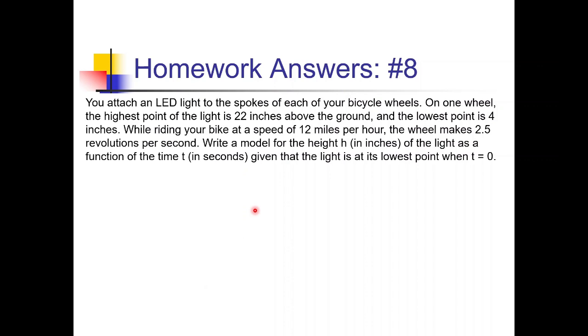On this problem, we attach an LED light to the spokes of each of our bicycle wheels. That's a good, safe practice to get into. And then on one wheel, the highest point of the light is 22 inches above the ground. The lowest point is 4 inches. While riding your bike at a speed of 12 miles per hour, the wheel makes 2.5 revolutions per second.